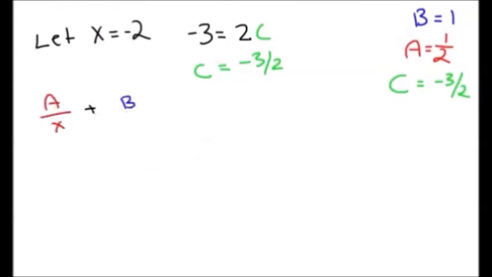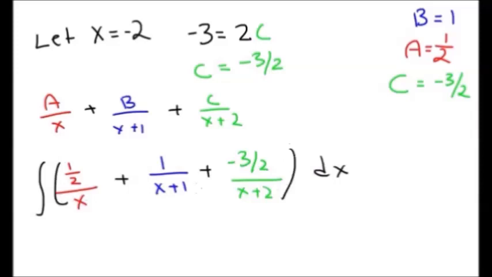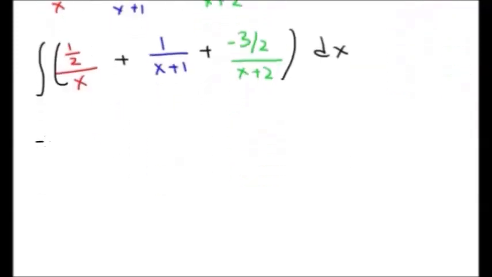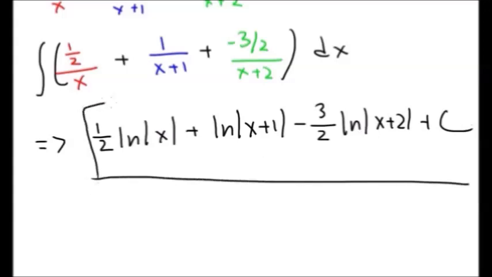Plugging this back in to the equation a over x plus b over x plus 1 plus c over x plus 2, we will then have 1/2 over x plus 1 over x plus 1 plus negative 3/2 over x plus 2. We can then integrate this term by term, which will result in 1/2 ln of x plus ln of x plus 1 minus 3/2 ln of x plus 2 plus c, which is our final answer.